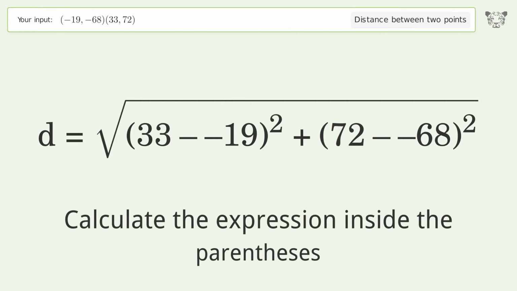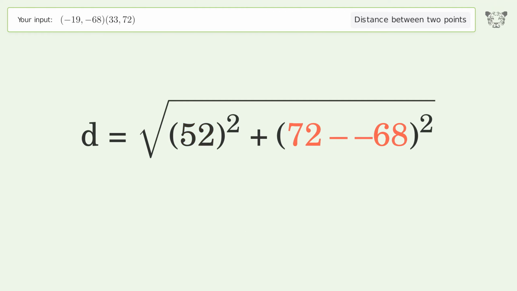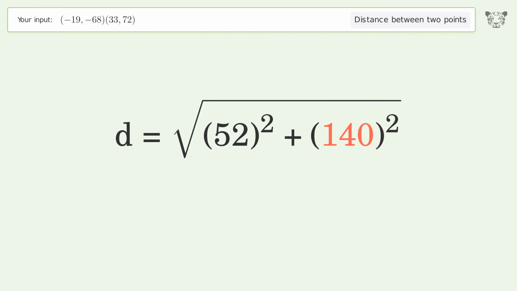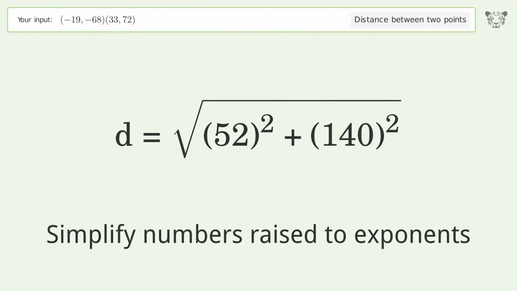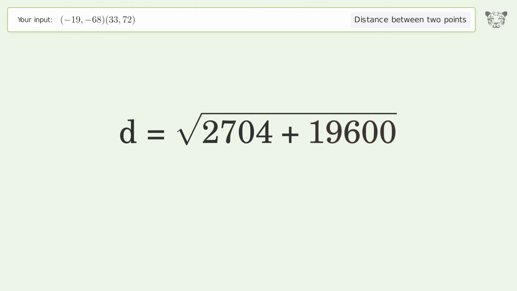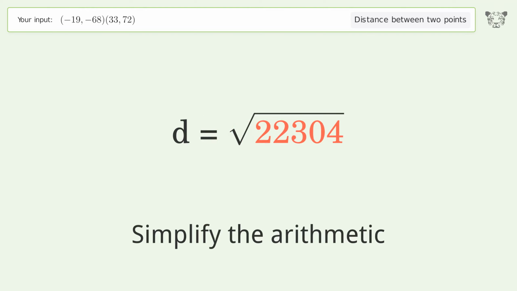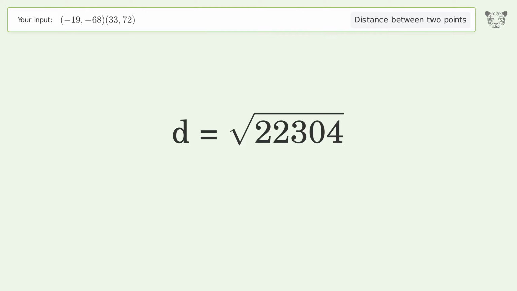Calculate the expression inside the parentheses. Simplify numbers raised to exponents. Simplify the arithmetic. And so the distance between the 2 points is the square root of 22,304 or 149.345.